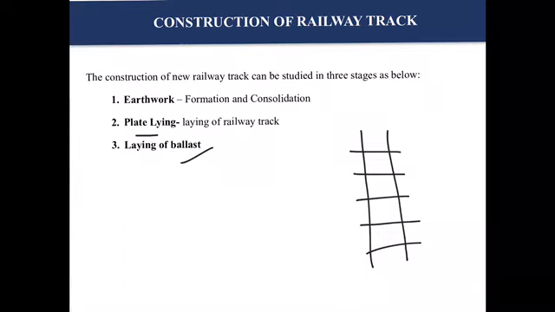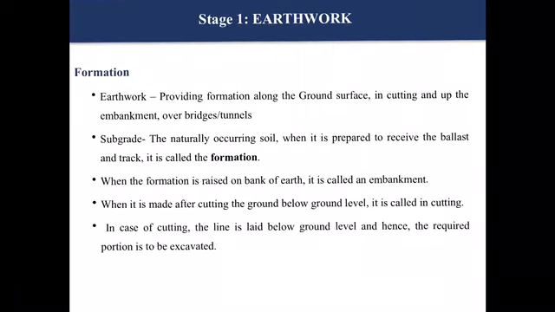And the last stage is the laying of the ballast. Once the rails and the sleepers are in place, the next stage is to pack the sleepers with the help of ballast. This packing of ballast we call the ballast laying stage. What methods are available and how the process has to be done in each of these stages will be discussed further. So let us first take up the earthwork.